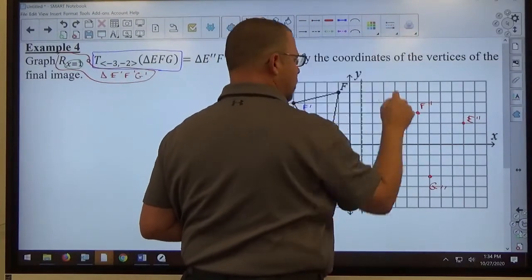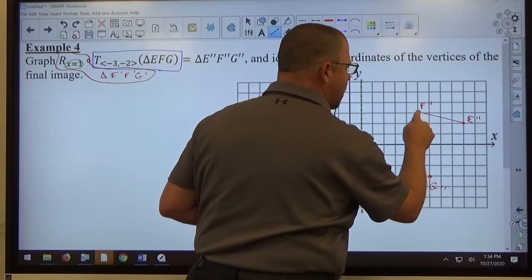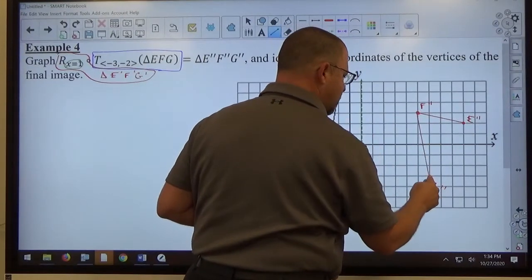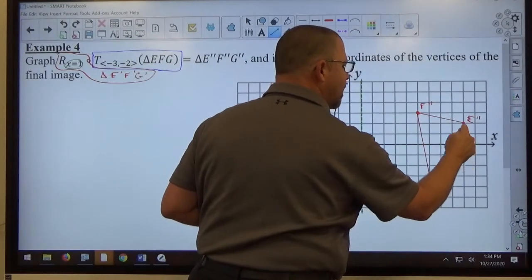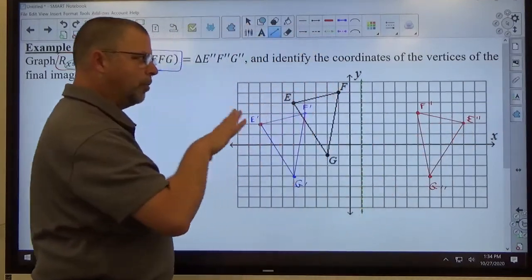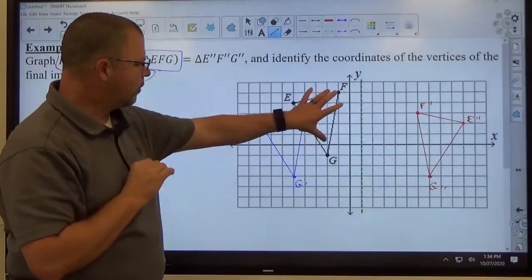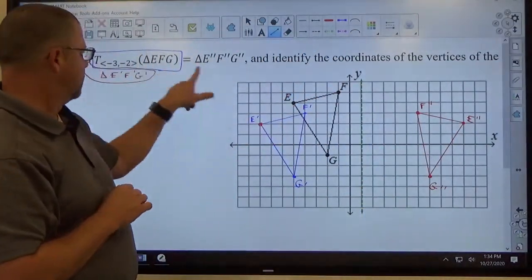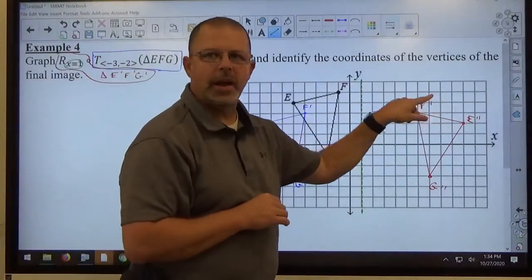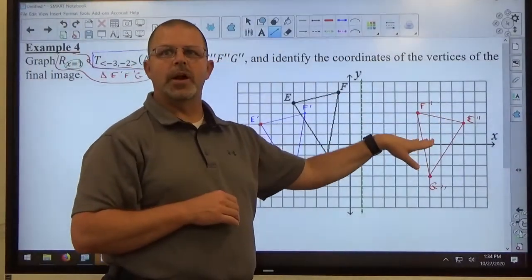As before, E prime goes to F prime goes to G prime, and G prime goes back to E prime. And that's my final image after both transformations happen. So first I translated it, then I reflected it, and I ended up here. My final image is right there.